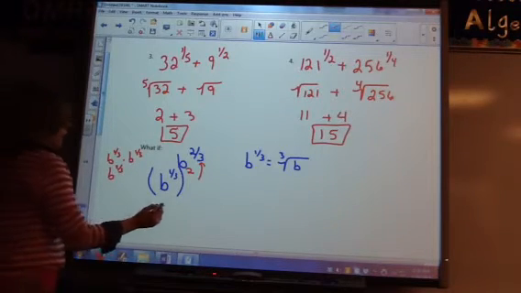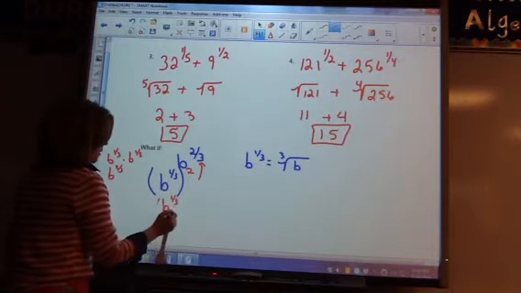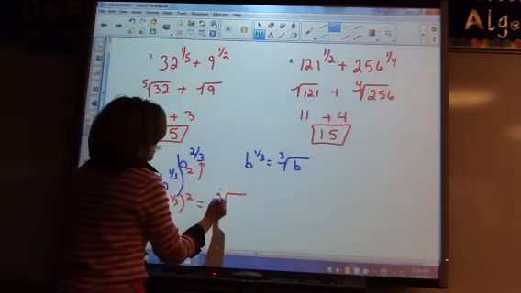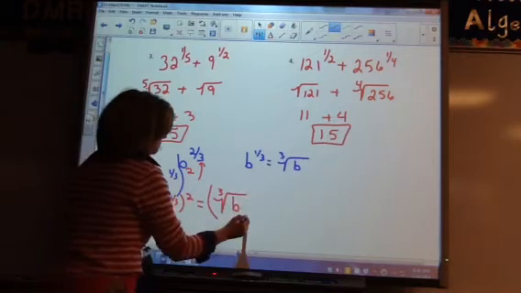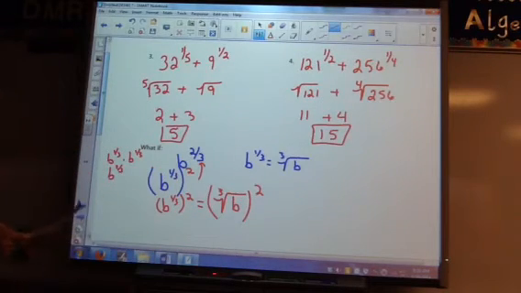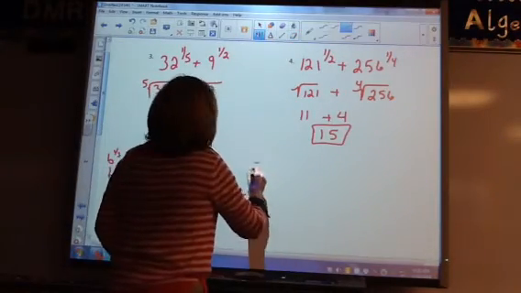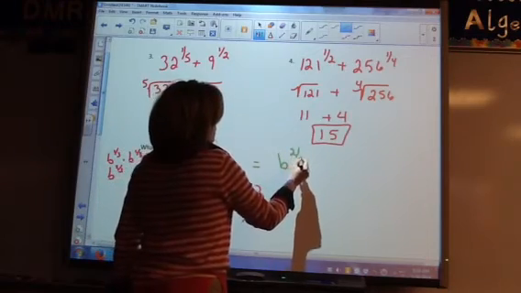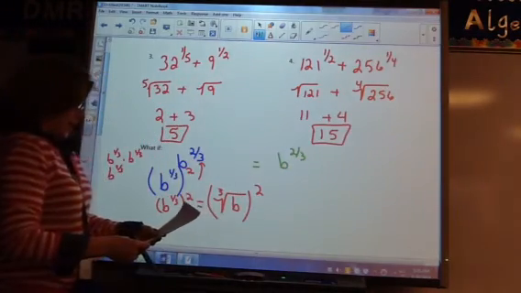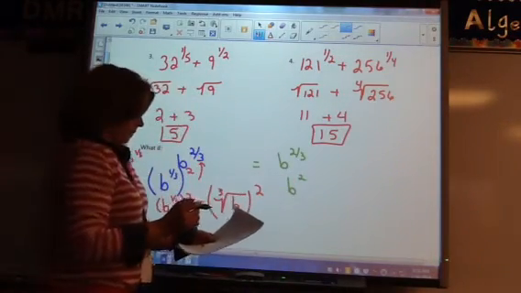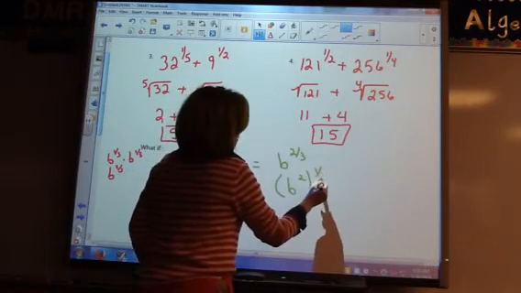Okay? So, if we have b to the 1/3 raised to the second power, it's the cubic root of b squared. Okay? Now, another way you can look at that is we can take b to the 2/3 and we can change it to b squared to the 1/3.